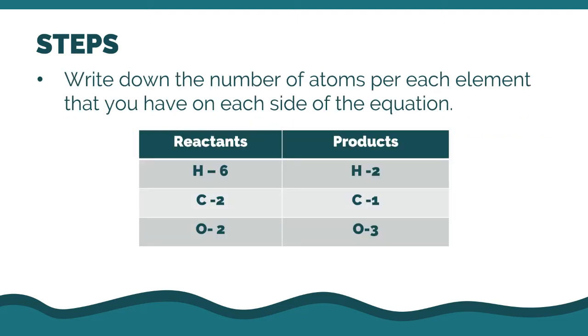The next thing that we need to do is write down the number of atoms of each element that you have on each side of the equation. So for example, on the reactant side, meron tayong 6 na hydrogen, meron tayong 2 carbon, meron tayong 2 oxygen. While sa side naman ng product, meron tayong 2 hydrogen, meron tayong 1 carbon, at saka meron tayong 3 oxygen.